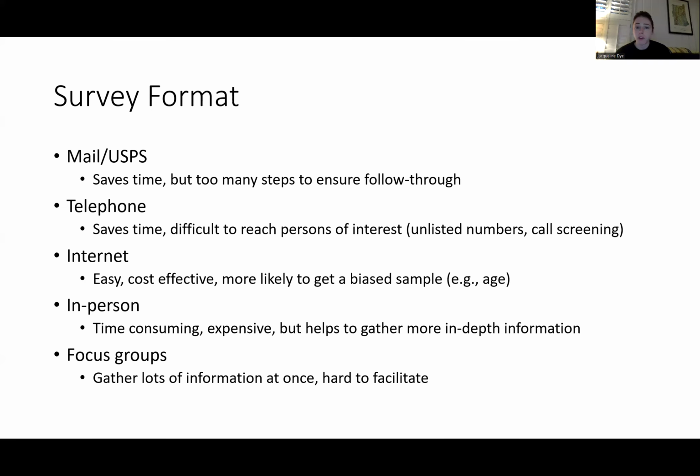So the internet, we've talked about this in previous weeks. Internet is easy, it's cost effective, but as we talked about before, it's more likely to get a biased sample. So younger age, maybe even socioeconomic status. So people that have regular, reliable internet access and the spare time to do a survey on the internet. In-person surveys can be time consuming and expensive. Researchers have to travel, participants have to travel to a place to meet and do the survey. But it can help gather more in-depth information to have the participants sitting across the table from you and get more context on their answers.